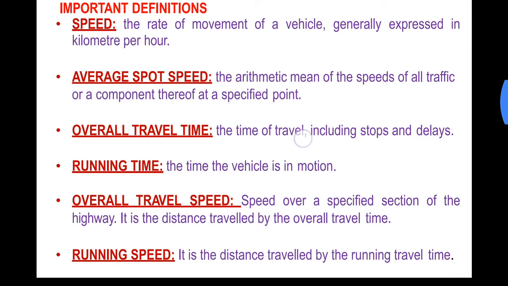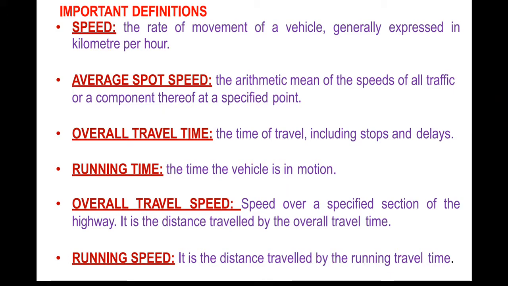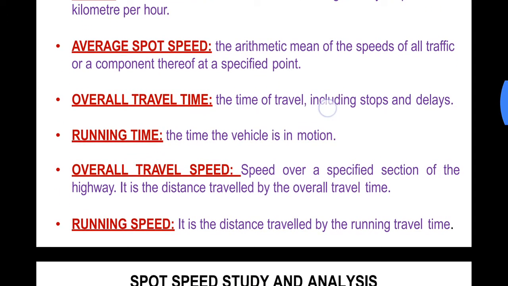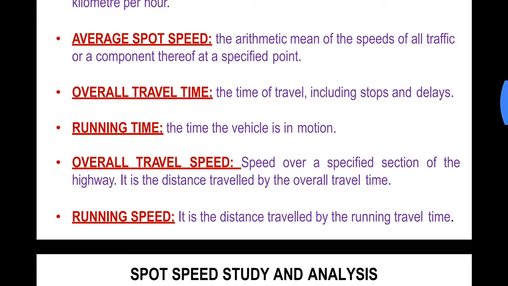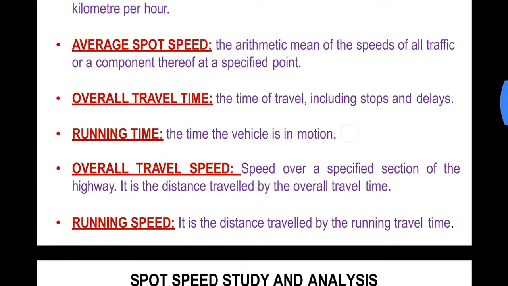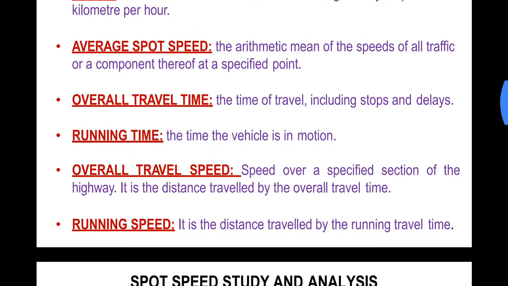Overall travel time. The time of travel including stops and delays. Okay. So if a person is to travel from point A to point B, then the overall time which was taken for his journey is nothing but the overall travel time. Now this time would include the stops and delays. Next is running time. The time the vehicle is in motion. Okay. And in this time we do not include stops and delays. Okay. This is only the time when the vehicle is in motion.